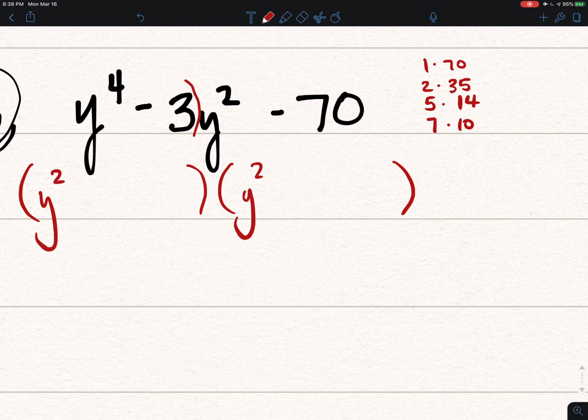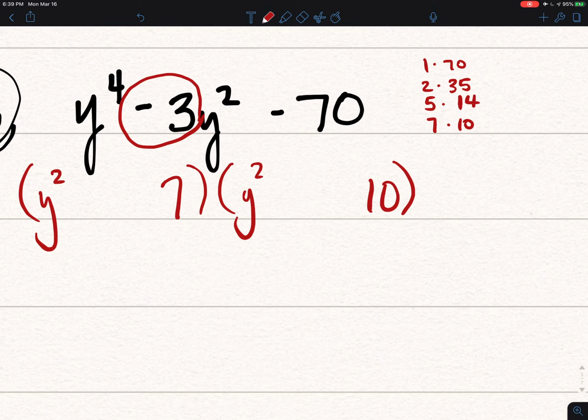Which pair adds or subtracts to give you a 3? And we can see pretty easily that that's going to be the 7 and the 10 pair. So we're going to put in here a 7 and a 10, but let's take that a step further. What do I have to do to a 7 and a 10 to add or subtract, not just to get a 3, but a negative 3?